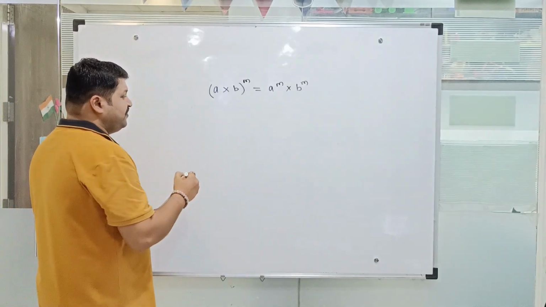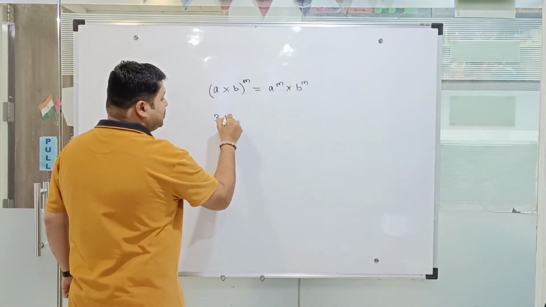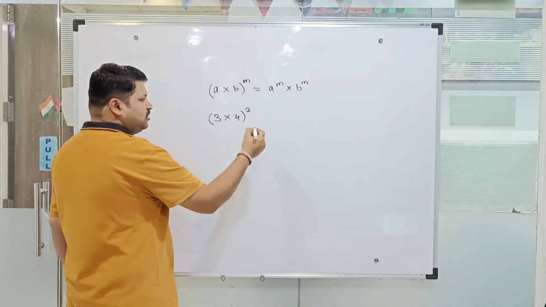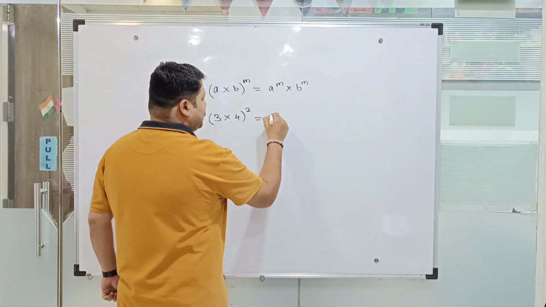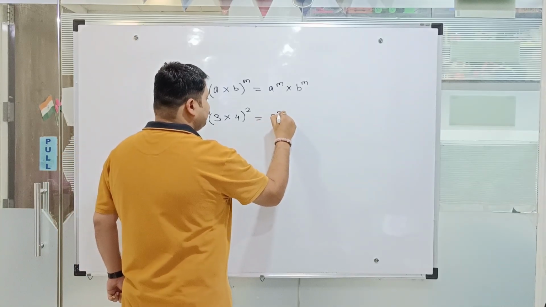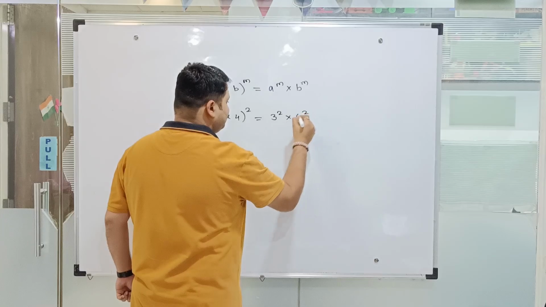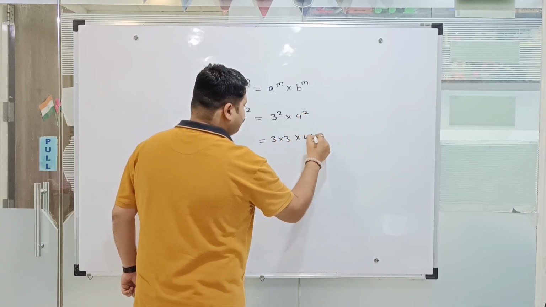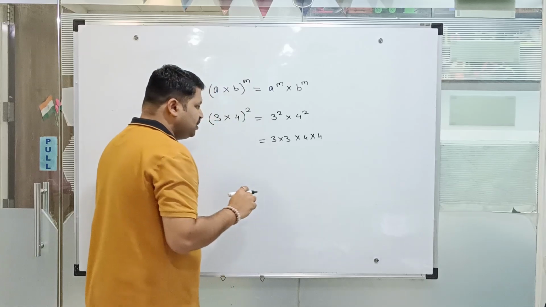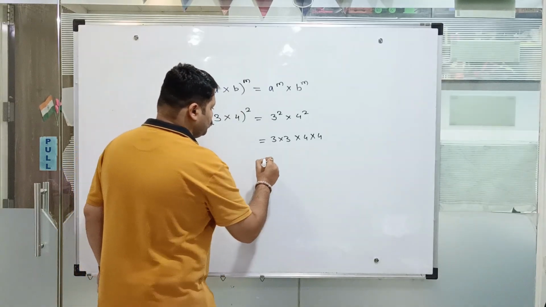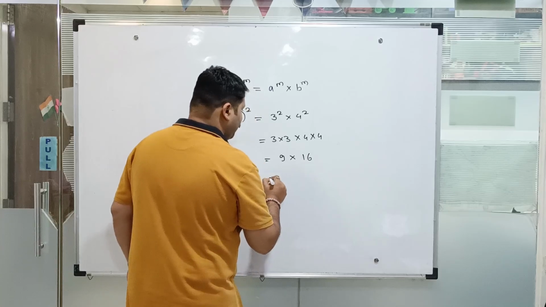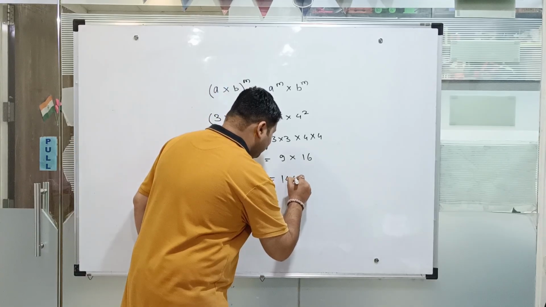If I have, say, 3 multiplied by 4, all to the power of 2, then this can be written as 3 to the power of 2 multiplied by 4 to the power of 2, giving me 3 multiplied by 3 multiplied by 4 multiplied by 4. So this would be 9 multiplied by 16, giving me 144.